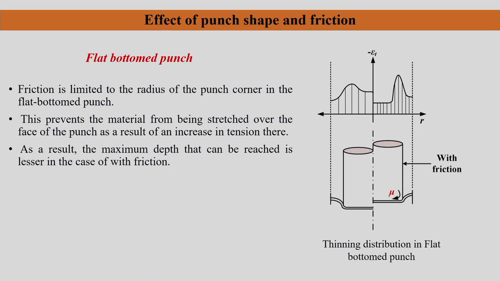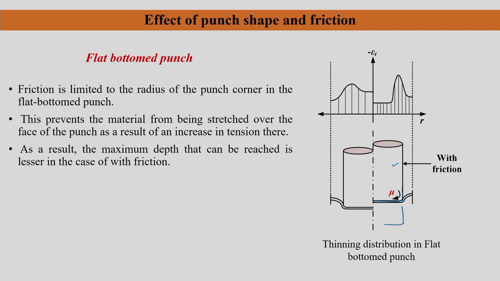Okay. So, let us come to the effect of punch shape. What is this punch going to do? We are taking two extreme cases. One is a flat bottomed punch. Flat bottomed punch means like this. There is a vertical portion of this punch as usual, and there is a small corner here and the bottom is flat. Okay, bottom is flat like this.